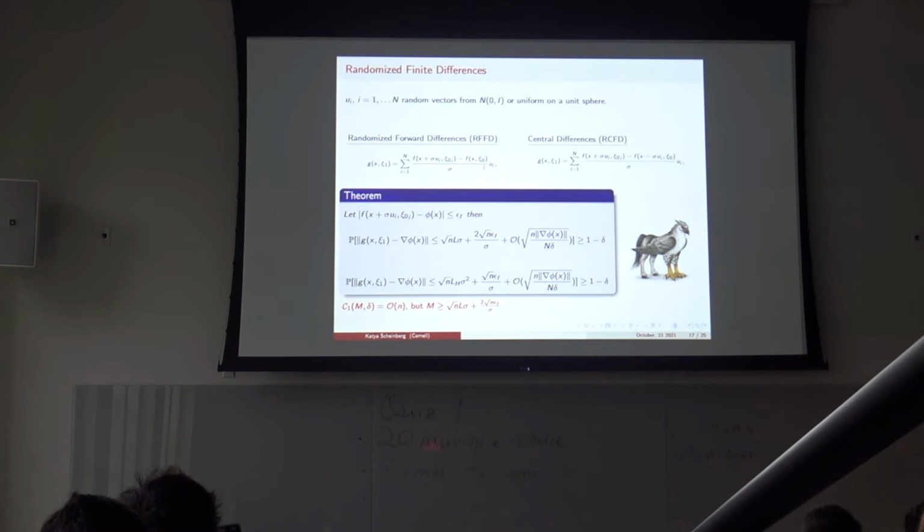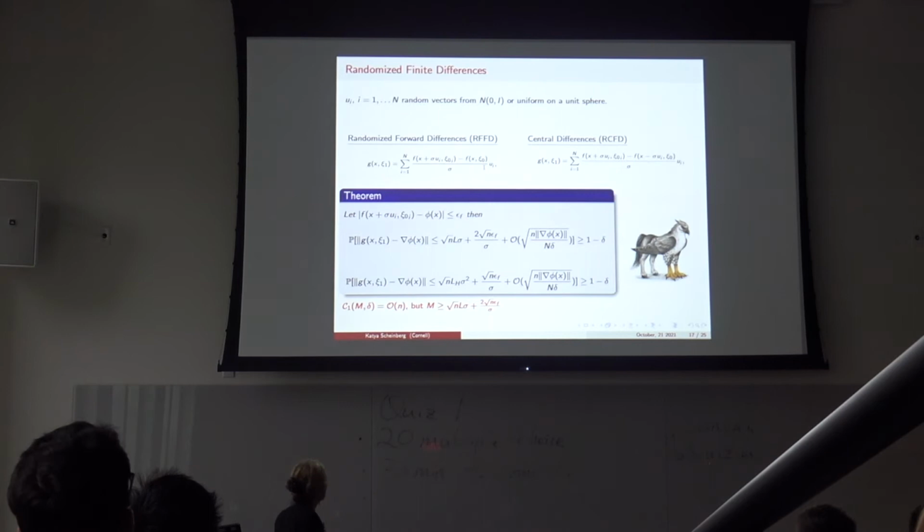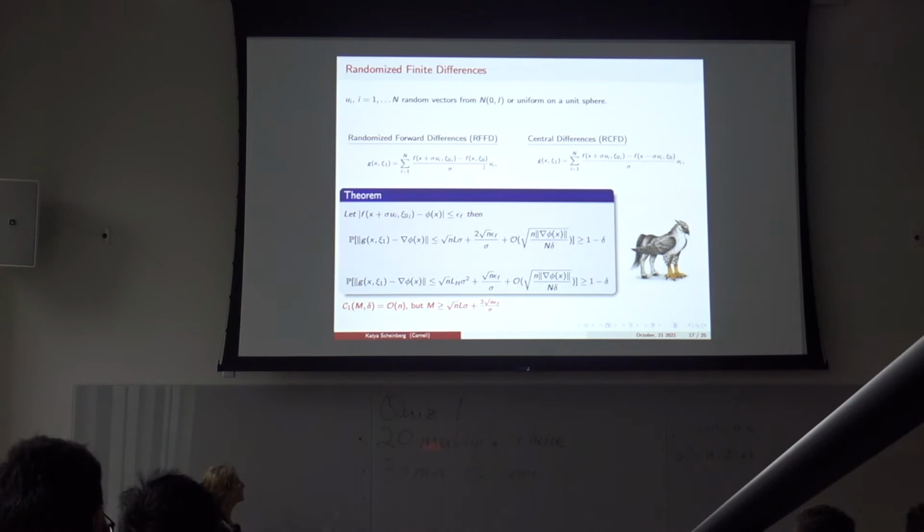Okay, so what's the difference? It's again finite differences, but this time it's randomized finite differences. And as I said, over the last maybe 5 years or so, it somehow became very popular. And people just stick it in whenever there's zero order optimization. This is what very often they refer to.